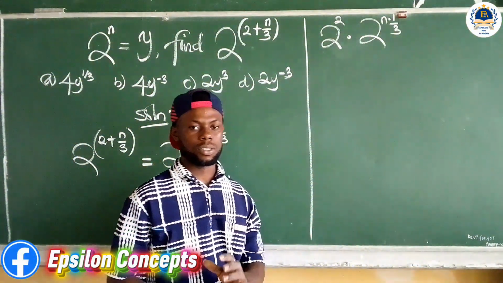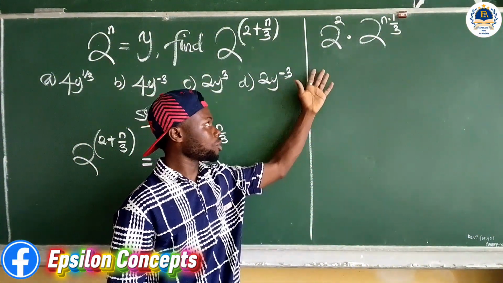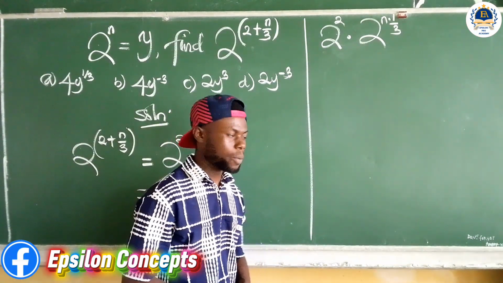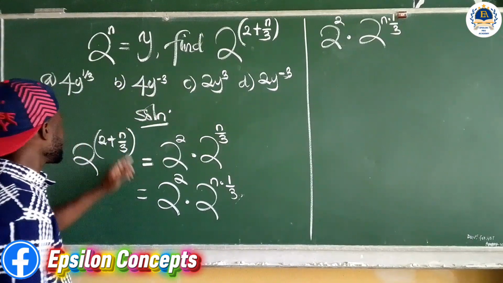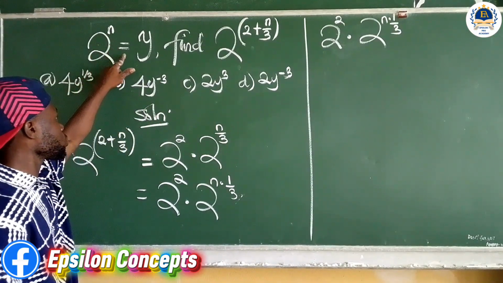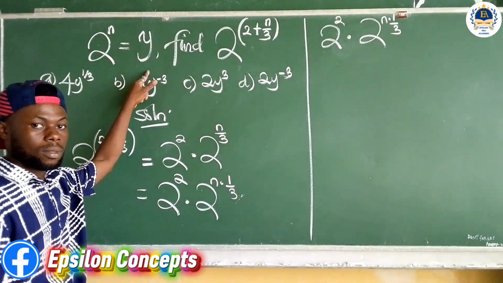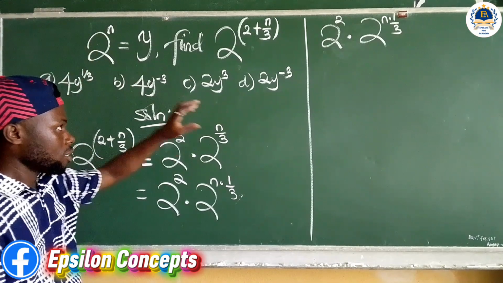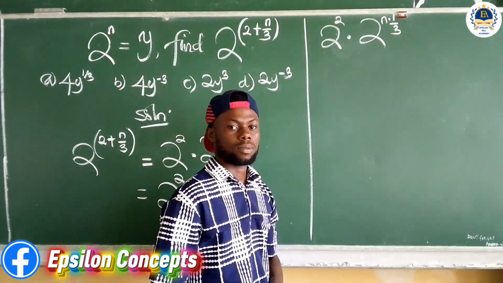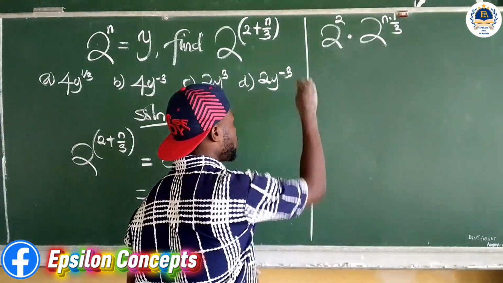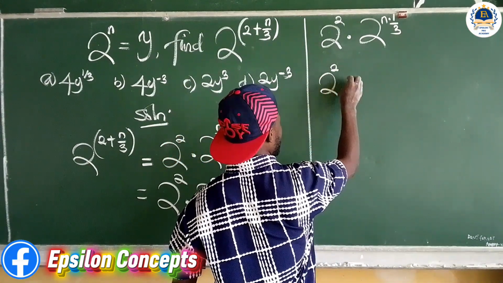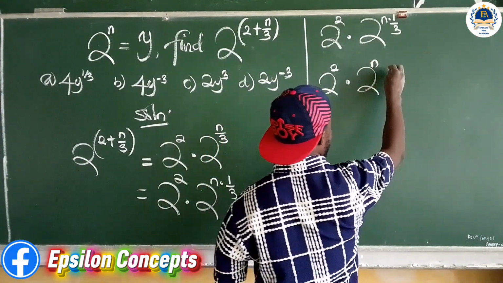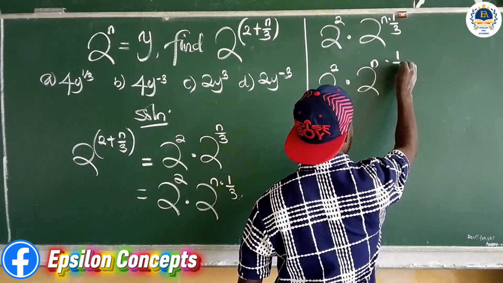Now let me pause at this stage. Looking at what we have on the board, before we can continue solving this question to the final result, let's check back what was given to us. 2 raised to the power of n is equal to y. So our aim is to ensure that we have 2 raised to the power of n in this expression. But on the board we have 2 raised to the power of 2 times 2 raised to the power of n, then times 1 over 3.